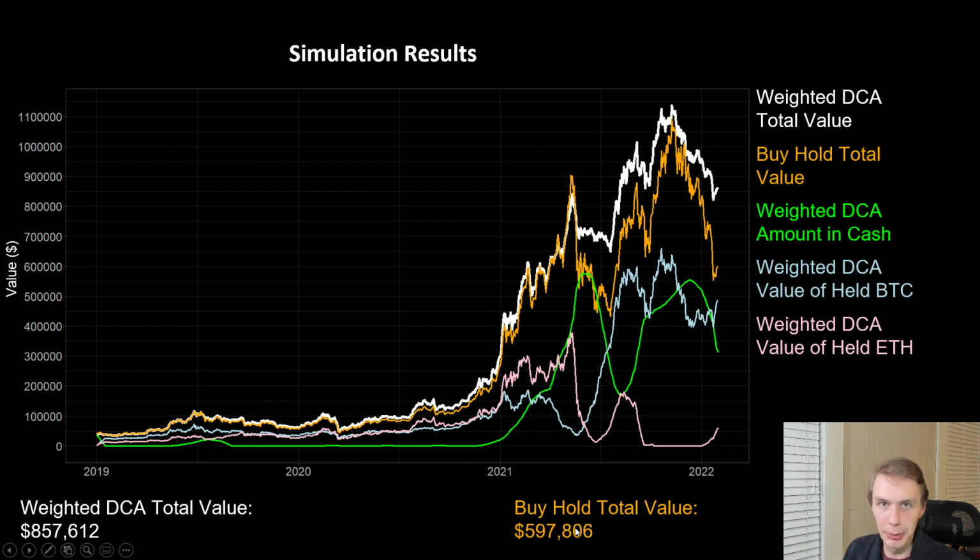So buy and hold did quite well, obviously. They didn't do poorly, but they didn't do nearly as well as the weighted DCA person. This is a 43% higher ROI, just trading between Bitcoin and Ethereum based on the UDPI levels, relative to what you would have gotten if you bought and held.